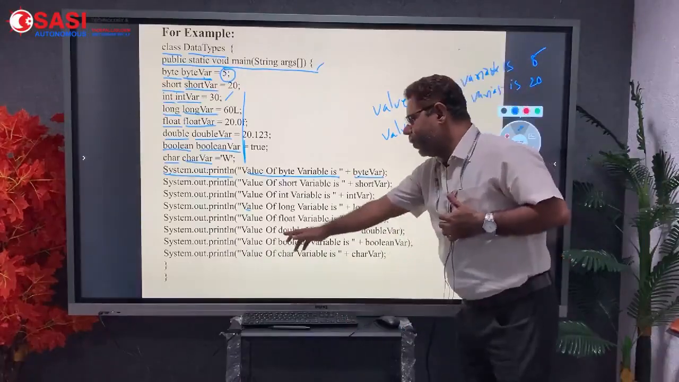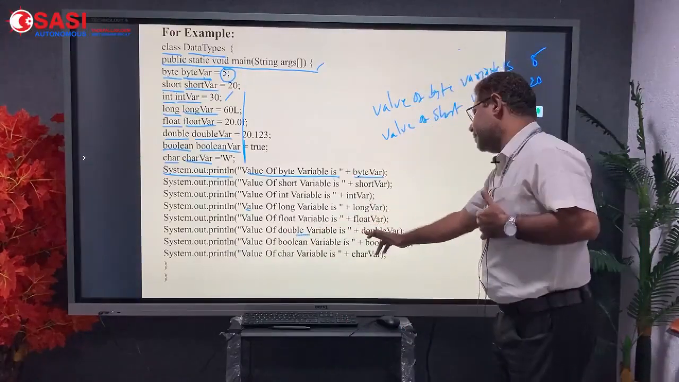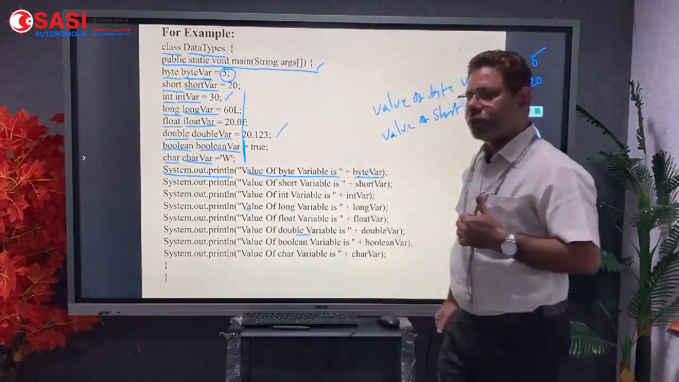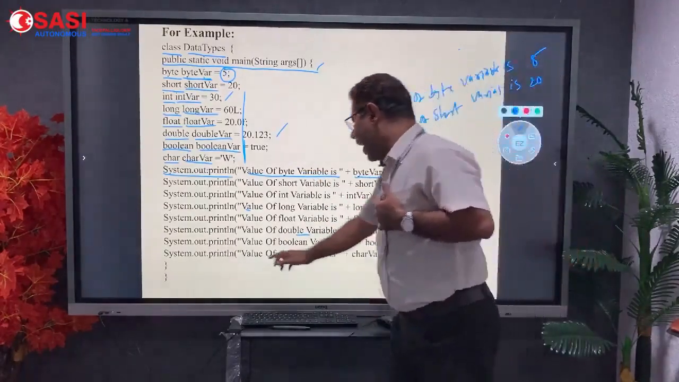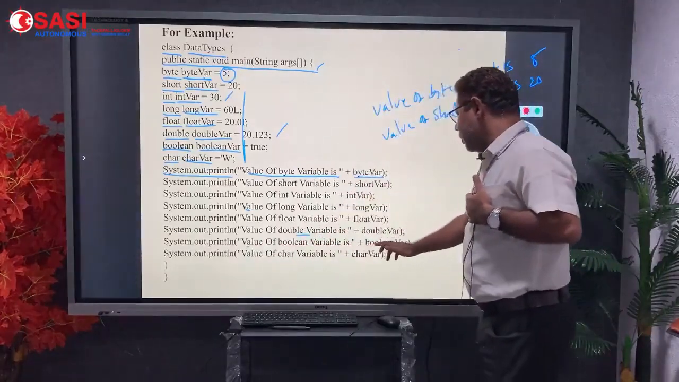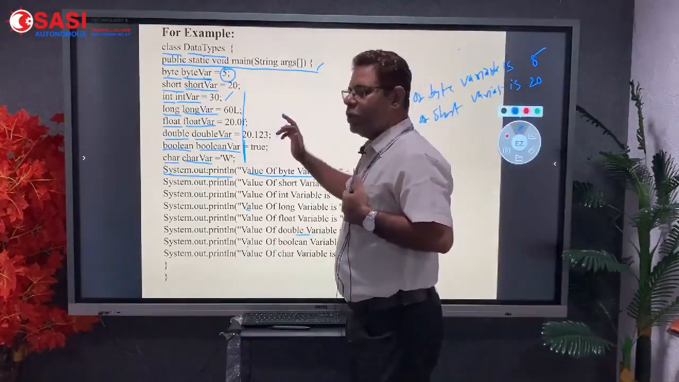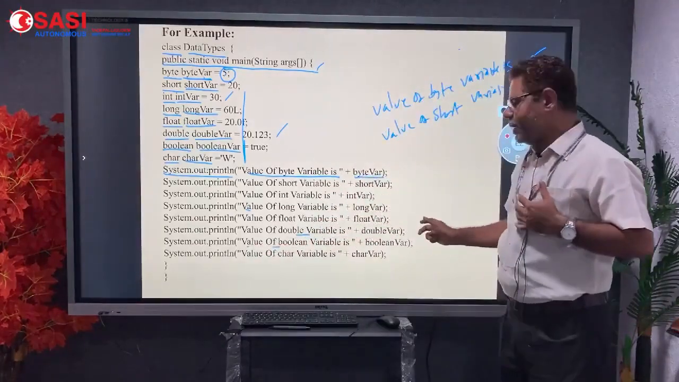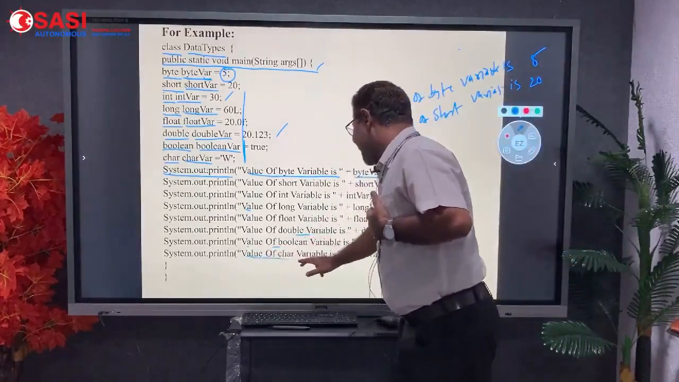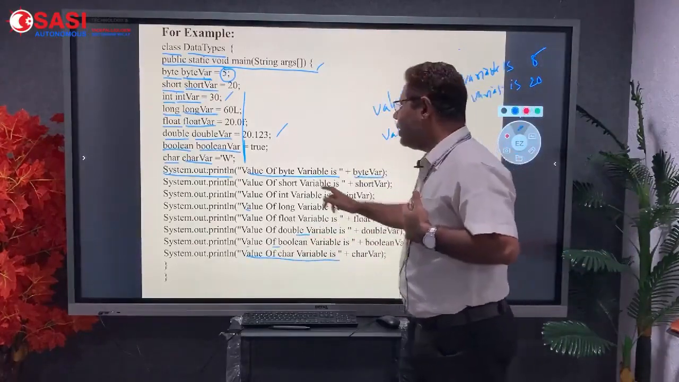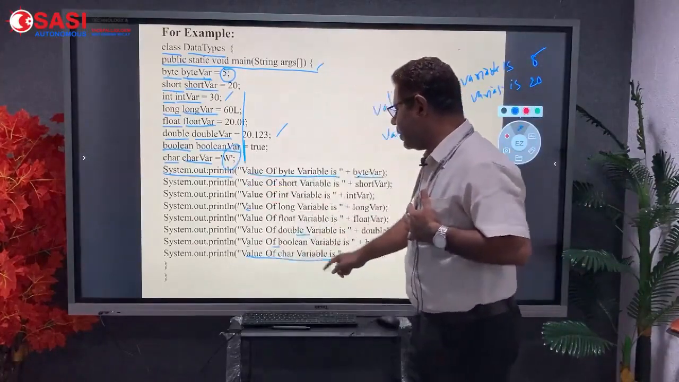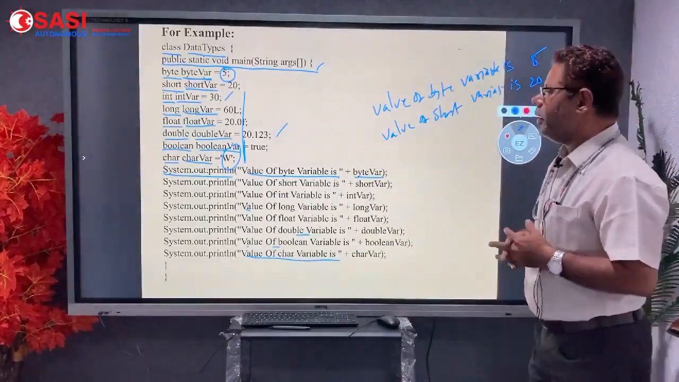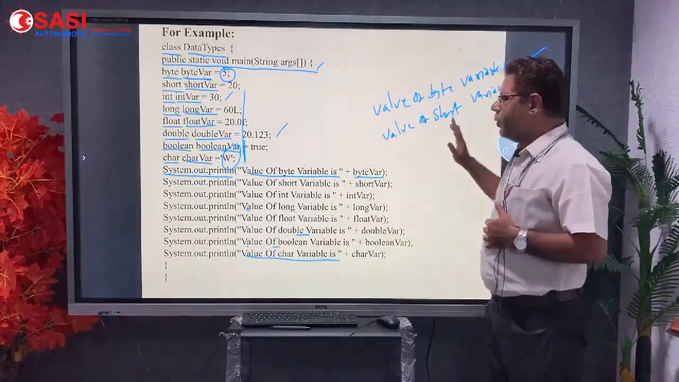Next, the value of the double variable is 20.123. Similarly, the value of the Boolean variable is true. Similarly, the value of the char variable is W. So the output is displayed in this way.